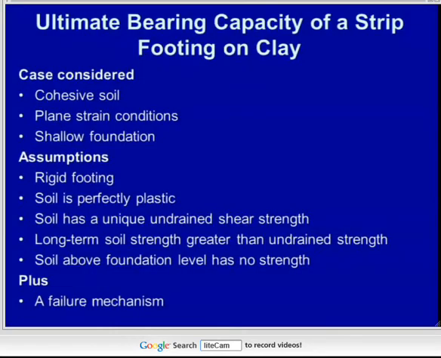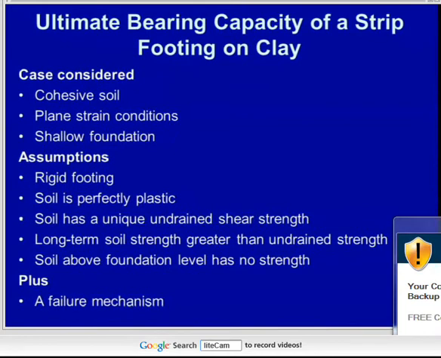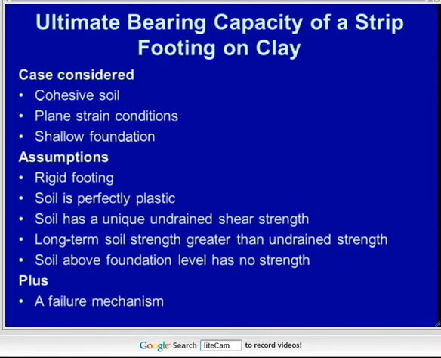So, our first assumption, the case considered, is cohesive soil, where the undrained failure shear strength equals Cu, and we're going to further assume that Cu doesn't vary with depth. We've got plane strain conditions. It's a shallow foundation, so we've already said that means the depth to foundation level is smaller than the width of the foundation.